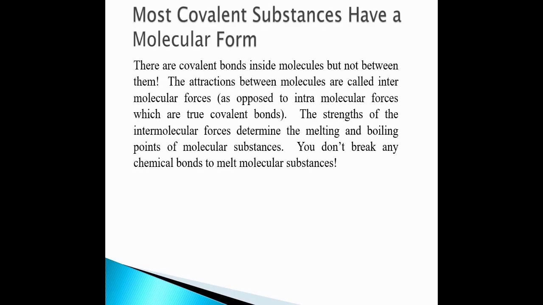Most covalent substances have a molecular form. There are covalent bonds inside molecules but not between them. The attraction between molecules is called intermolecular forces, as opposed to intramolecular forces, which are true covalent bonds. The strengths of the intermolecular forces determine the melting and boiling points of molecular substances. You do not break any chemical bonds to melt molecular substances.